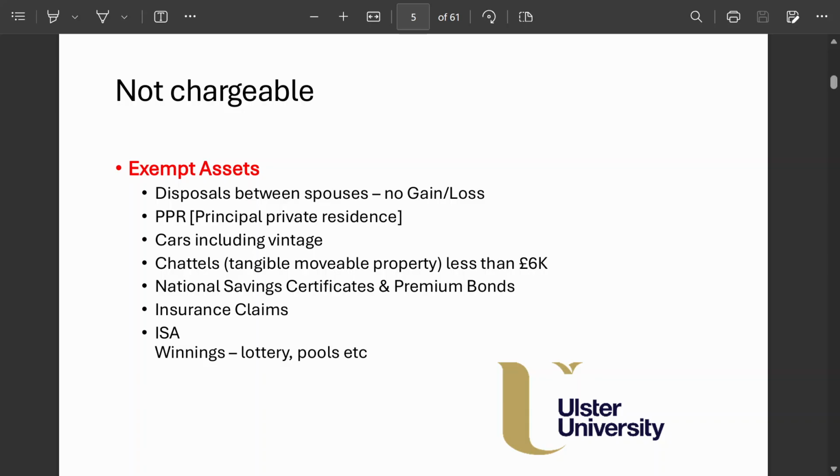So betting proceeds are also exempt in the UK from capital gains tax. That's why they have a very well-developed betting market in the UK. Disposal between spouses is not really exempt actually, but we just consider it as no gain or no loss. Strictly speaking, it's not exempt. It's actually treated as no gain or no loss if there is a disposal.